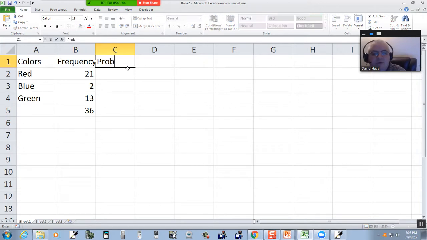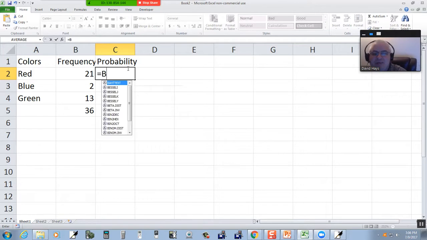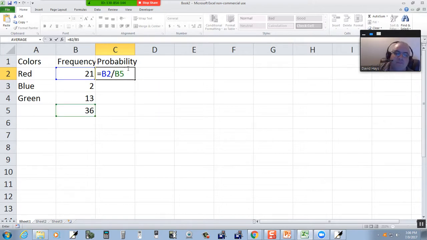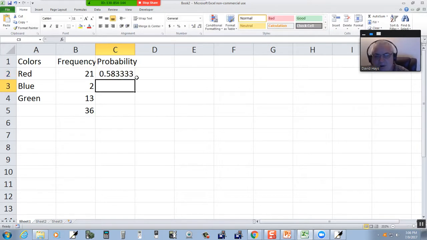Okay, so now for our probability, we're going to take equals 21. Now, I should say what I did there. I typed an equals, and then you could type in B2, or you could use your arrow keys, divided by B5. So you can see that's dividing this by this. Now, probability is usually written in decimal form. If you want it in percent form, you need to multiply by 100. Now I'm going to fill this down, and let's see what happens.